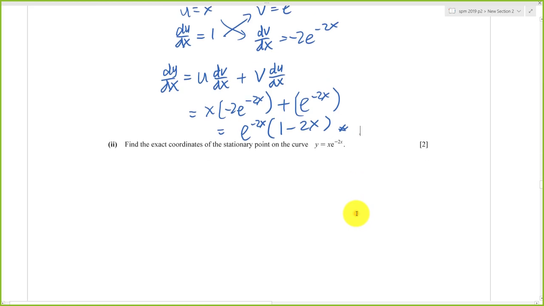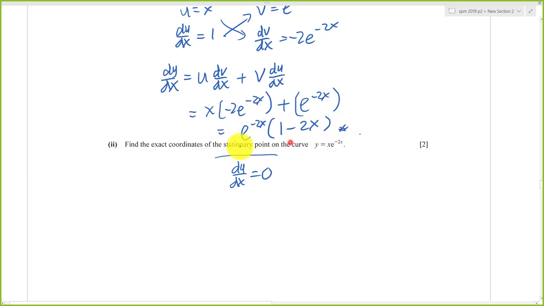Okay, and then the next thing is find the exact coordinate. Exact is a very, very important keyword here. That means you have to leave it in the e form. Cannot use calculator for decimal. So yeah, find the exact coordinate of stationary point. Stationary point means what? dy/dx equals 0, isn't it?